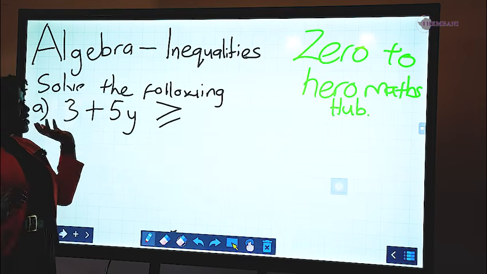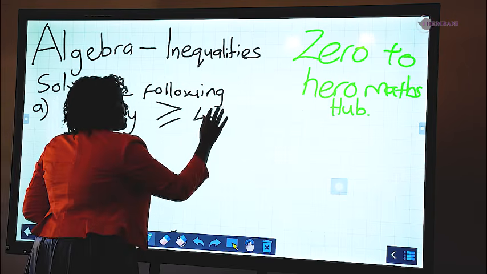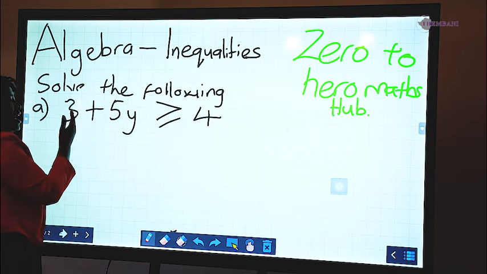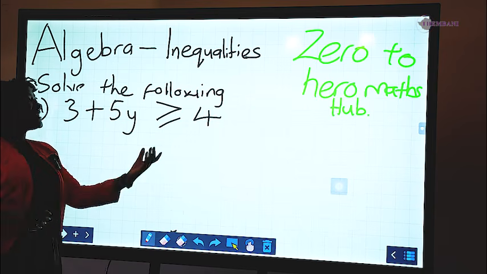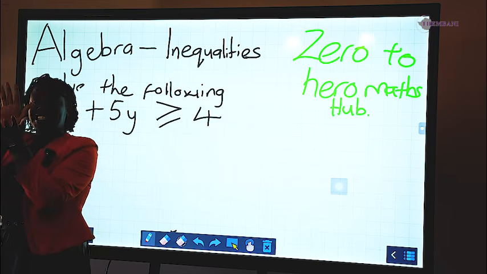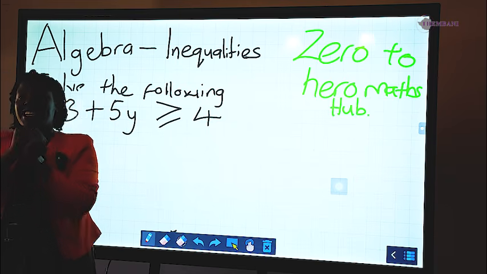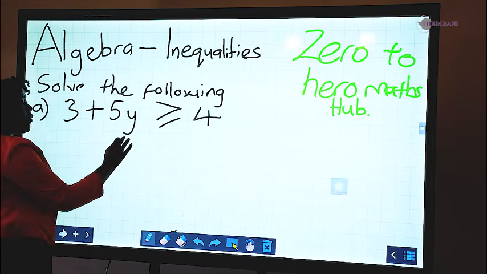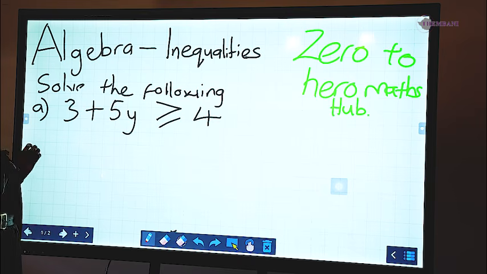Try and read this in mathematics. I'm giving you 2 seconds to read this. I hope you're going to get the correct thing. So we are saying 3 plus 5y is greater than or equal to 4. Remember, I said where it is like this, that's the side which is greater than the other. In this case, our variable is y. We want to solve for y.